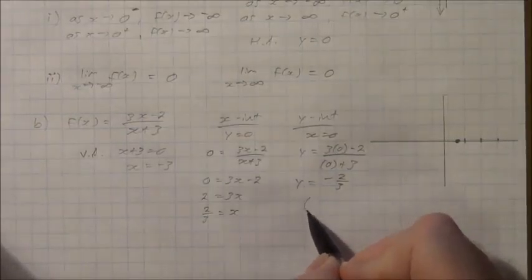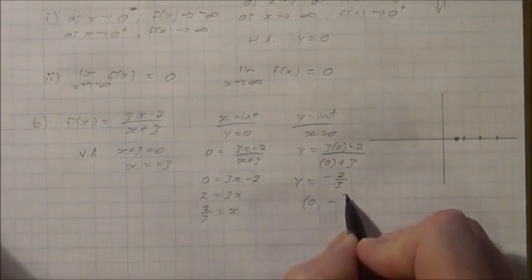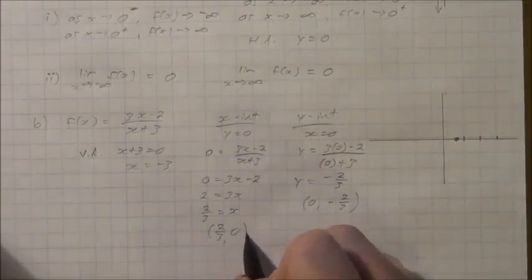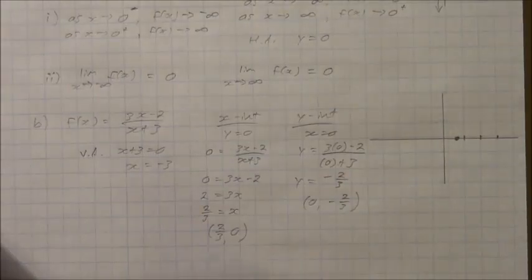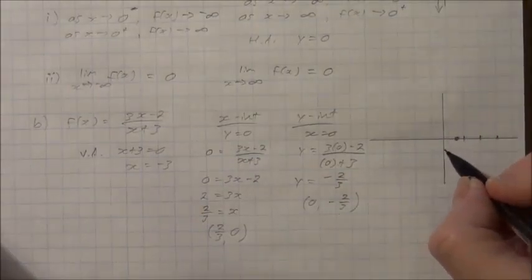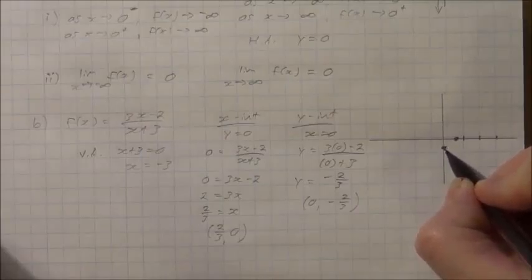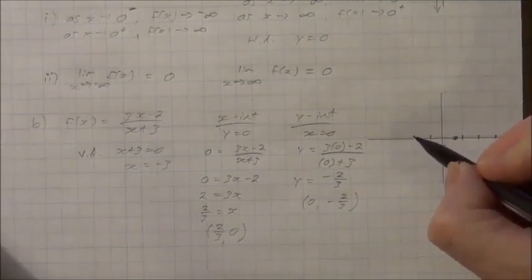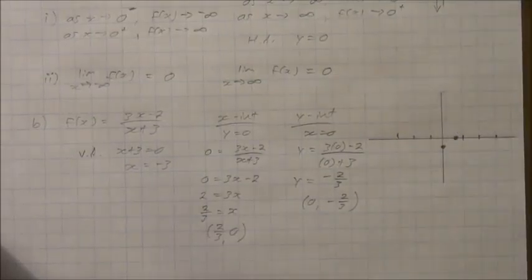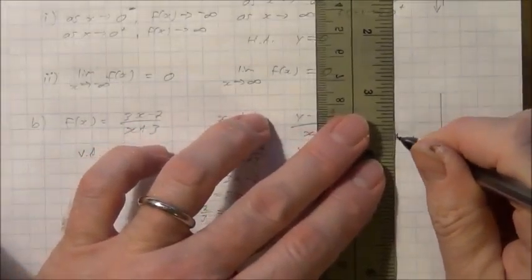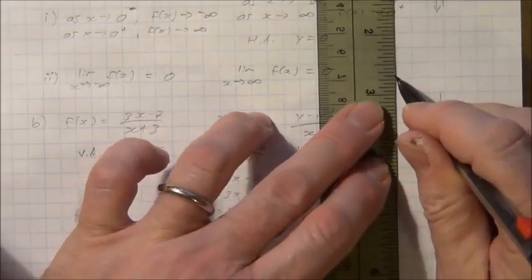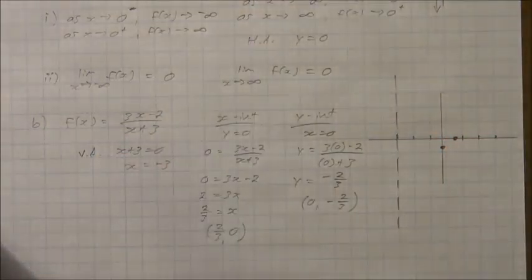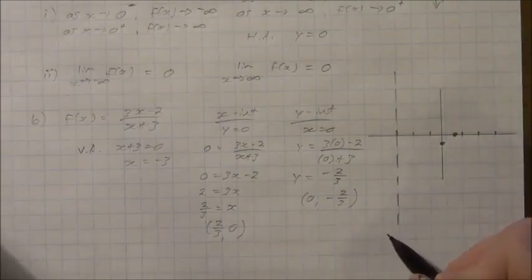So, actually maybe I'll do this formally here. The y-intercept is (0, negative 2/3), and the x-intercept is (2/3, 0). Okay, so then I plot negative 2/3 here. And we know that the vertical asymptote is at x equals negative 3, so I can graph the vertical asymptote at x equals negative 3.